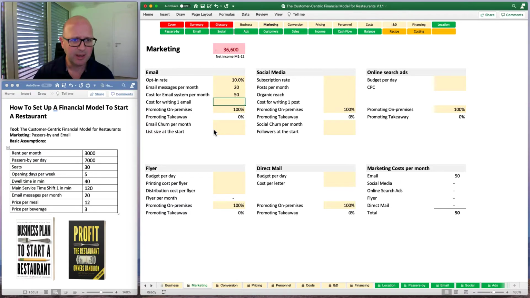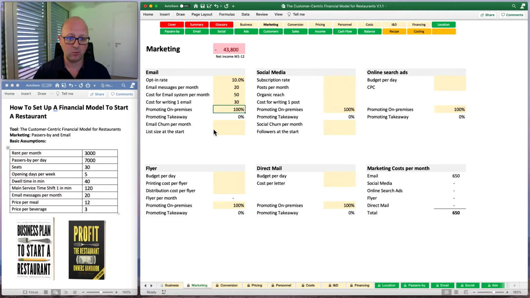So the next is the cost for writing one email. Someone must write the email, prepare the email. You can do this by yourself, or you can find a freelancer to do this job for you on Fiverr or wherever, and you should budget some cost for this. Let's say one email is worth $30 to us, to prepare a really professional, nice looking email.